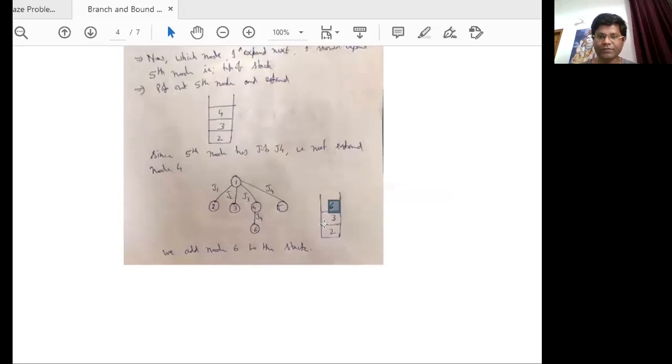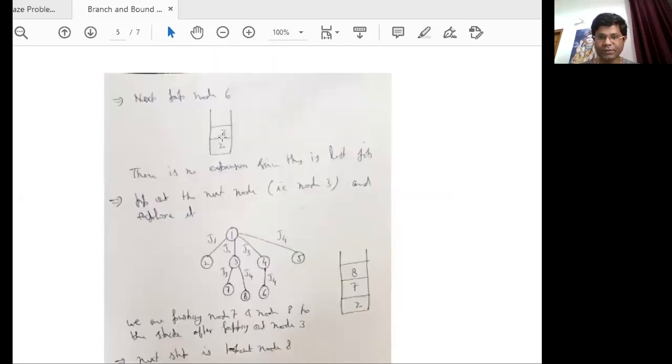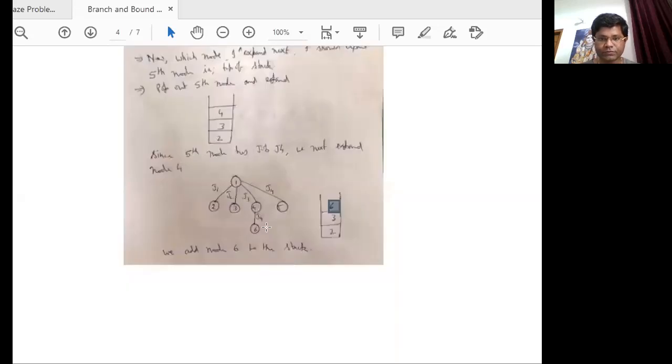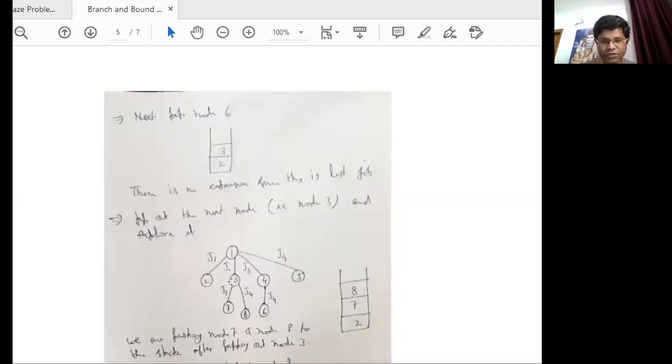What do we have to do next? We again delete the top element. This is our remaining stack. The next element to be removed from the stack is node 3, and this node has only job 2. So there are 2 possibilities to expand node 3, that is job 3 and job 4. So we expand node 3 into job 3 and job 4 via the nodes labeled 7 and 8, and we insert these values into the stack. Since we are popping the value 3, and instead of 3 we are inserting 7 and 8, 7 and 8 are inserted at the top of the stack.